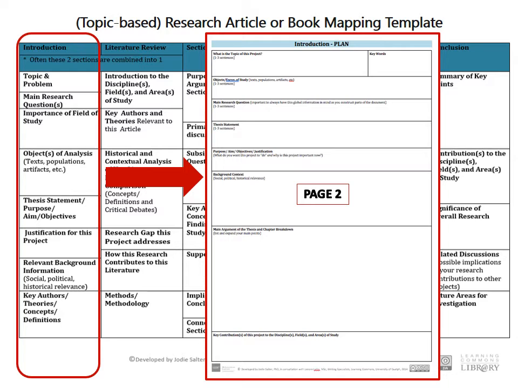To modify this template to best suit your needs, look at examples of published literature in your discipline to gain a clear understanding of the specific structure and essential components that you will need to include in your article.